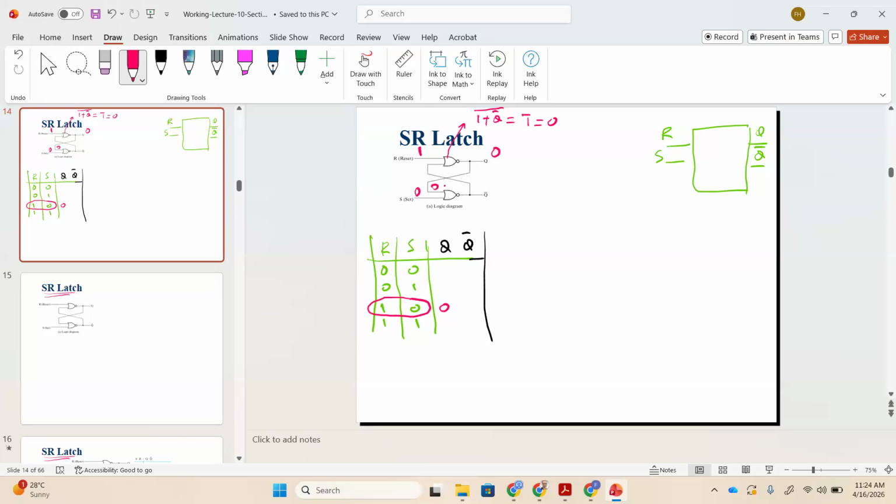Now if we feed back here, at the bottom gate we have 0 plus 0 whole bar, which is 0 bar, and it will be equal to 1. So Q bar will be 1. Any question? Is it clear or not clear?